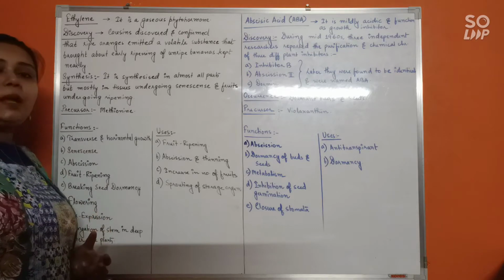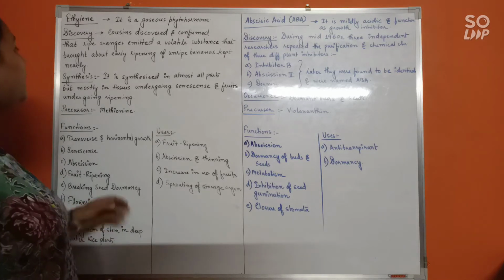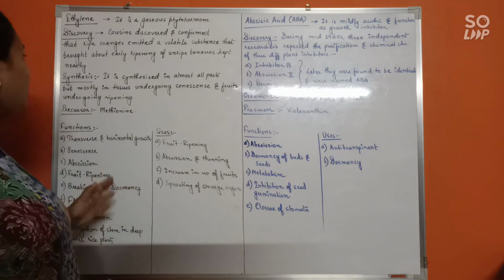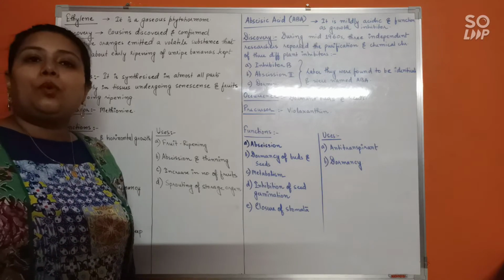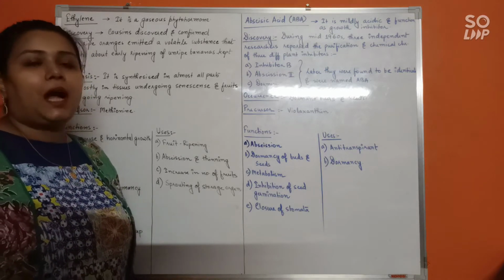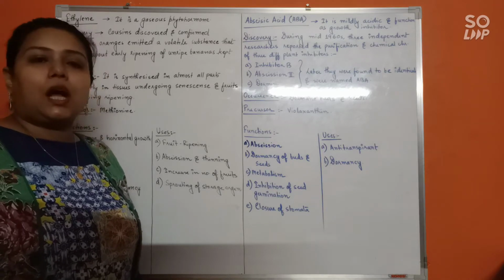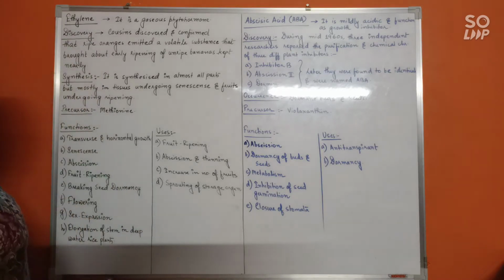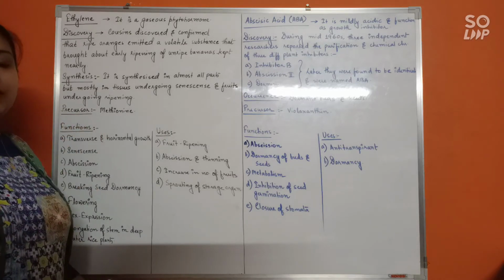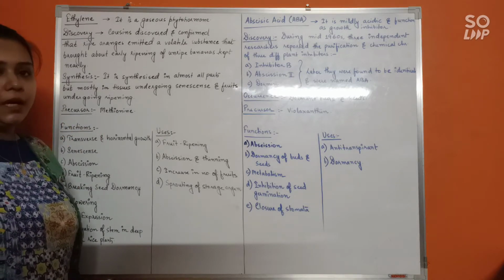Okay. Now, synthesis. Where exactly in the plant body will it be synthesized? It is synthesized in almost all parts of the plant body, but its concentration will mostly be high in tissues which are undergoing senescence, or else fruits undergoing ripening. Okay. The precursor to ethylene is methionine, an amino acid.